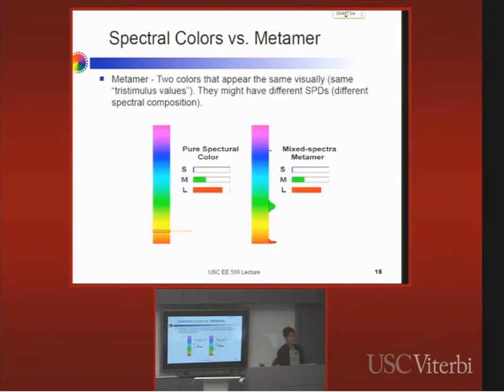The other term we need to mention is called the metamer. Basically, two colors which appear the same might have completely different SPDs. So it could be a green, but it could also be a mixture of different RGBs that appears to be green.